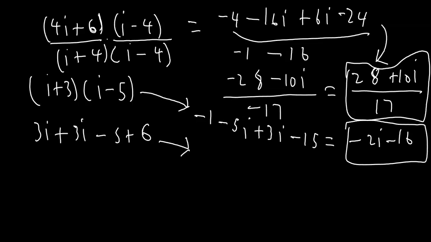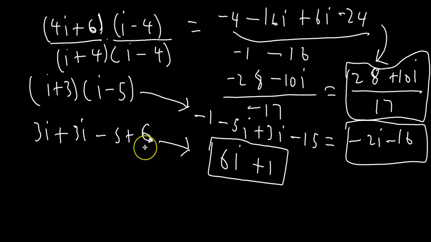Now for our last one, we have 3i plus 3i. Again, treat i as a variable in this case. So we get 6i. And then negative 5 plus 6, or 6 minus 5, is just 1. So we get 6i plus 1. Yep, again, 6i plus 1. Alright, so that was the arithmetic of imaginary numbers, and I'll see you in the next video.